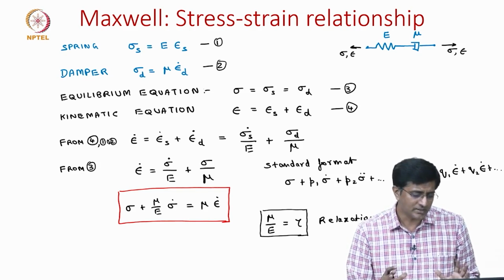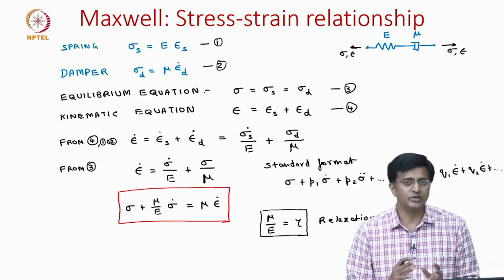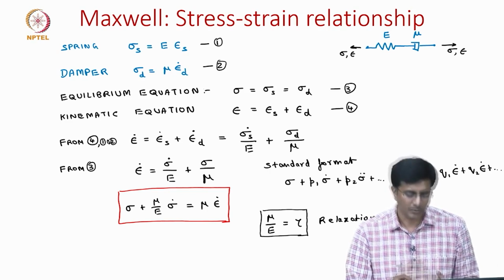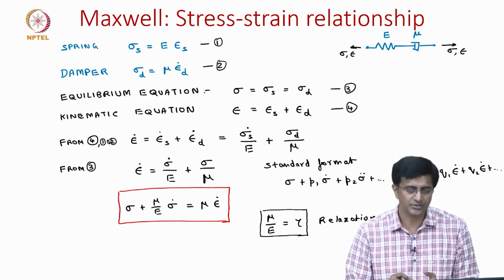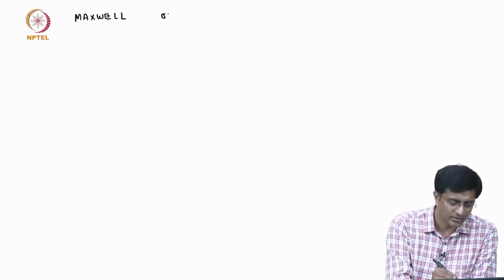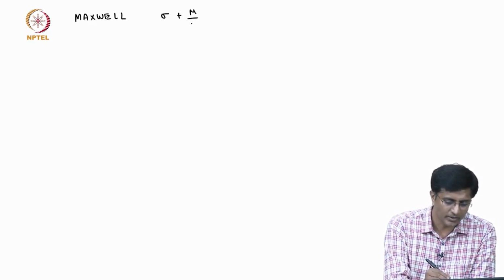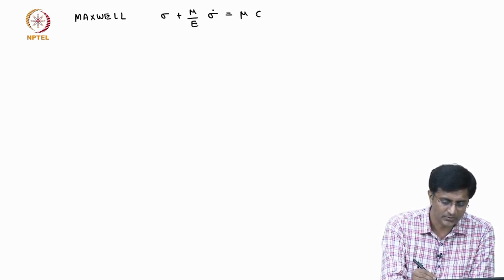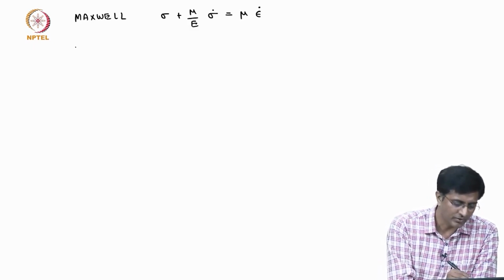Okay. So, in this slide we have shown the relation between the stress and strain for a Maxwell element, because we have the stress differential and the strain differential. But now let us look at how we use this equation to get the response from a Maxwell model. We will start with the creep behavior. So, we will start with the Maxwell equation, which is sigma plus mu by E times sigma dot equals mu times epsilon dot, and we said we are applying the creep load.